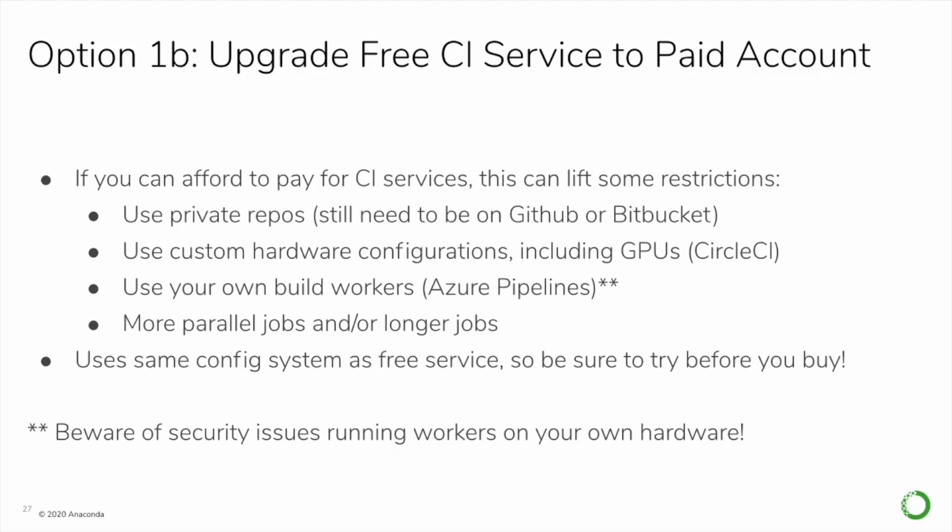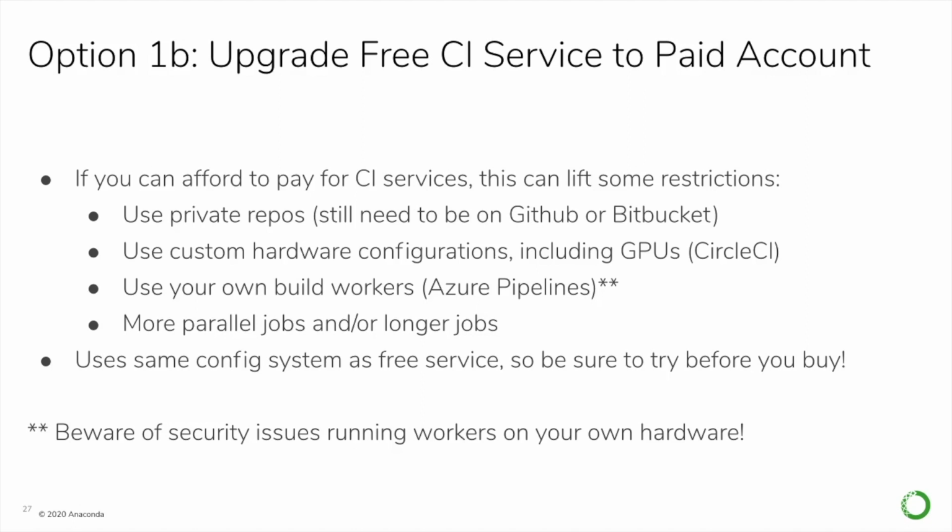Our variant of option 1 is to take the free service and upgrade to a paid account. This may lift some of the disadvantages that you were having. Maybe you have private repos, but you can still host them on a public service like GitHub, but they're still private. Maybe, in some cases like CircleCI, paying lets you pick the hardware configuration that the build runs on, which can also include GPUs. So if you have a GPU code base and can pay for CircleCI, you can do your CI on the GPU and still have all the GitHub integration that you want.